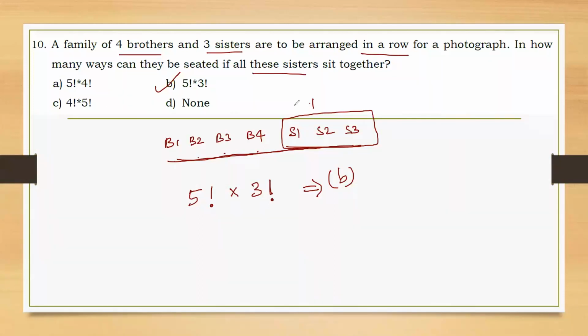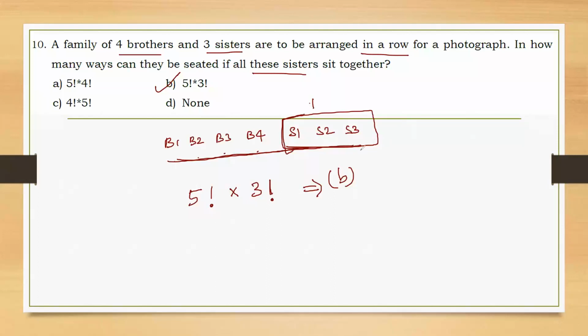Is it clear? Any doubt up to 10th? Yes, Sayed. Here we won't divide since they are all different. 4 brothers and 3 sisters, they didn't mention any twins. They are all different letters.